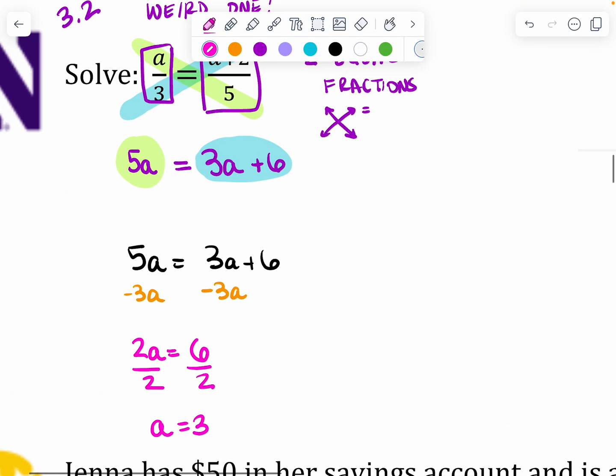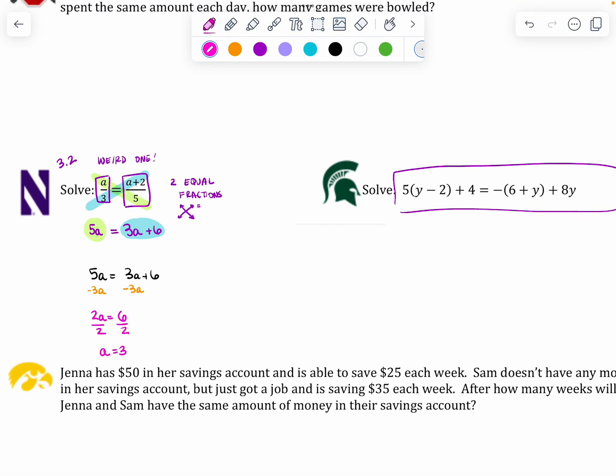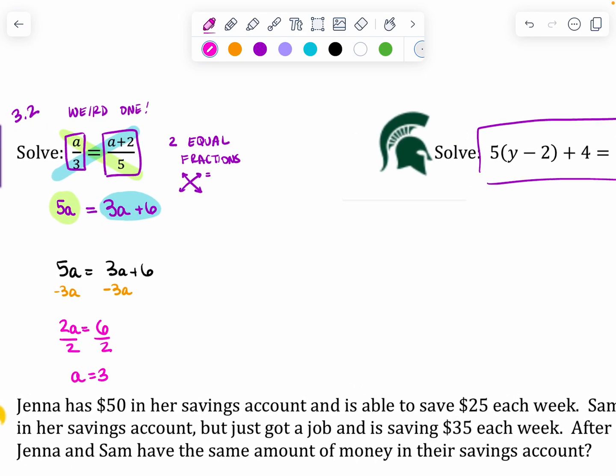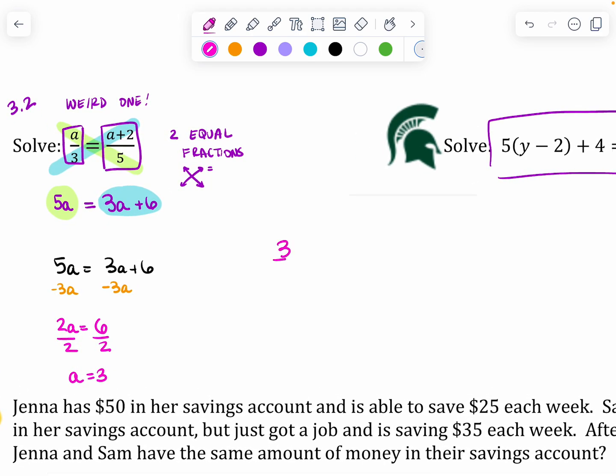So now if I plug that back in, I can get the same statement. So watch. If I replace the a with 3, and I get 3 over 3, equals, again, replace the a with 3. 3 plus 2 is 5. 5 on bottom. And this is worth 1. This is worth 1. See? Equal. So there you go.